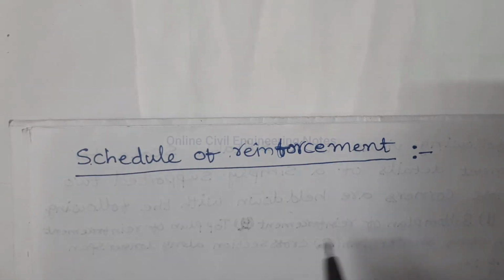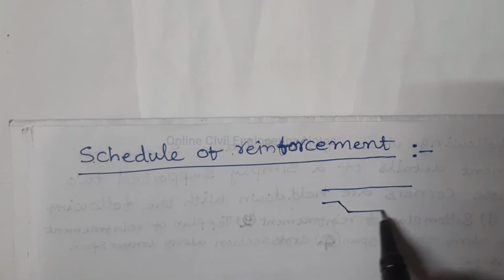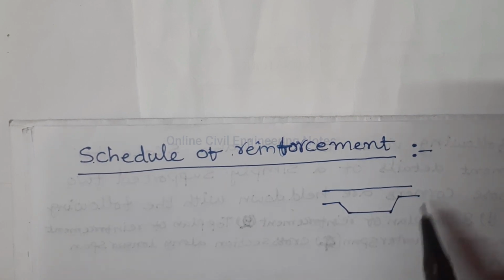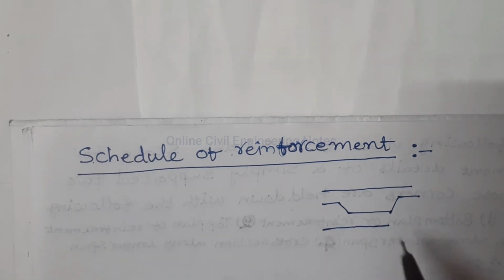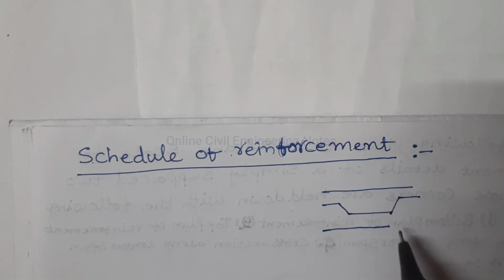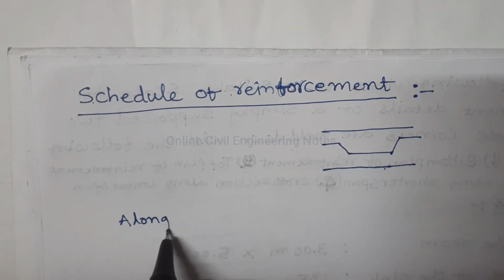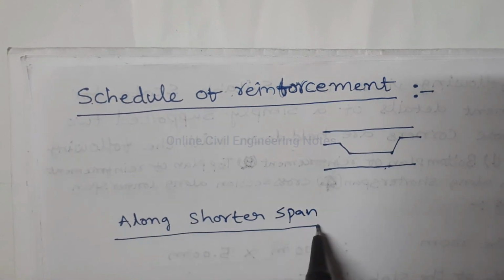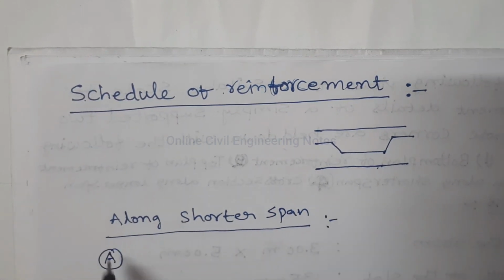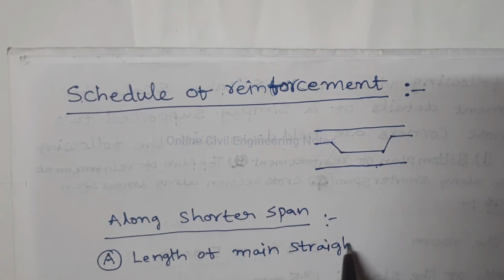Schedule of reinforcement. In this case, main straight bars and main cranked bars are placed alternatively. Therefore, the spacing between two main straight bars or spacing between two cranked bars will be equal to 2 times the actual spacing. Let's calculate the length of different types of bars along the shorter span. First one is A bar, which is the main straight bar along the shorter span.